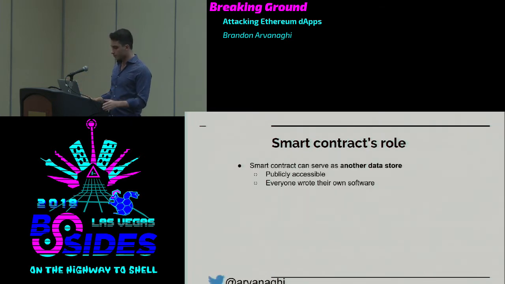So there's another attack vector we're going to discuss. Smart contracts serve as another data store. They're publicly accessible, and it's like everyone wrote their own version of that software to store that data, because no two smart contracts are really the same, right?